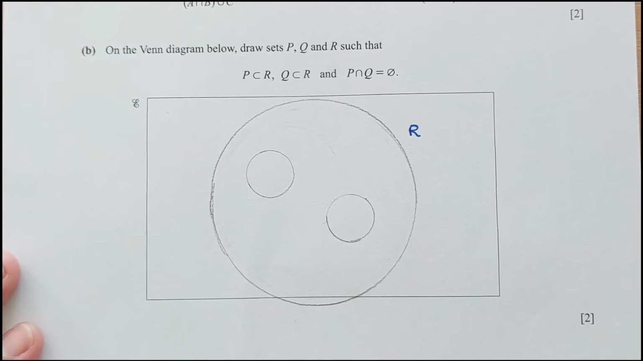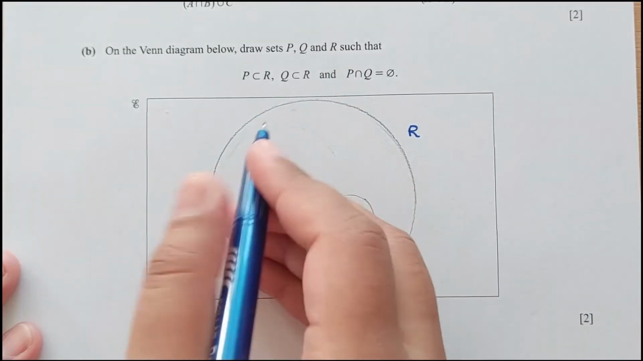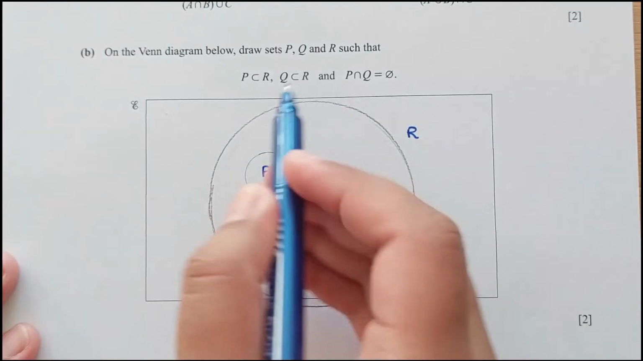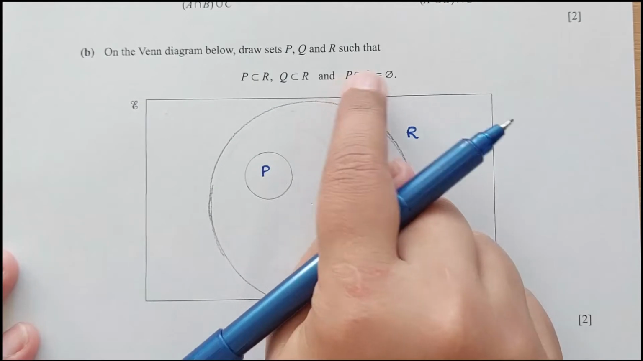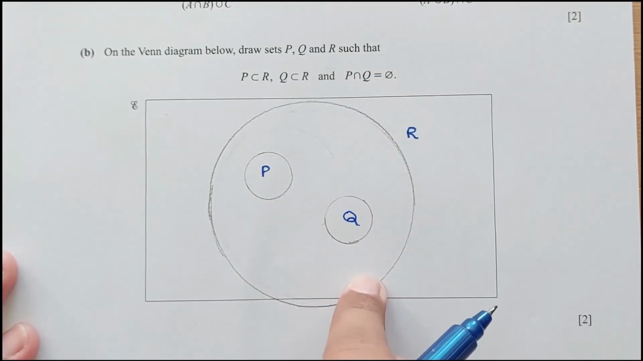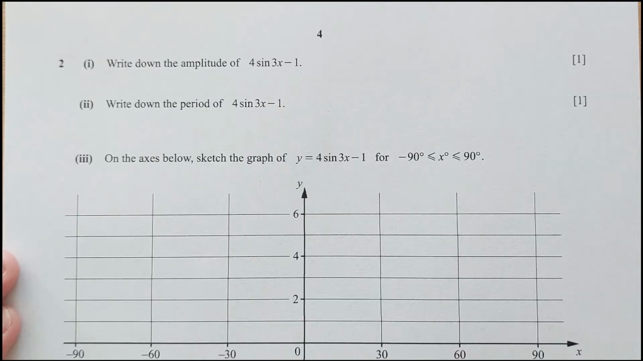So I drew the big set R. P is inside of R, this is P, and Q is inside of R, this is Q, right? And P intersection Q equals phi. So that's the Venn diagram that satisfies the given condition.